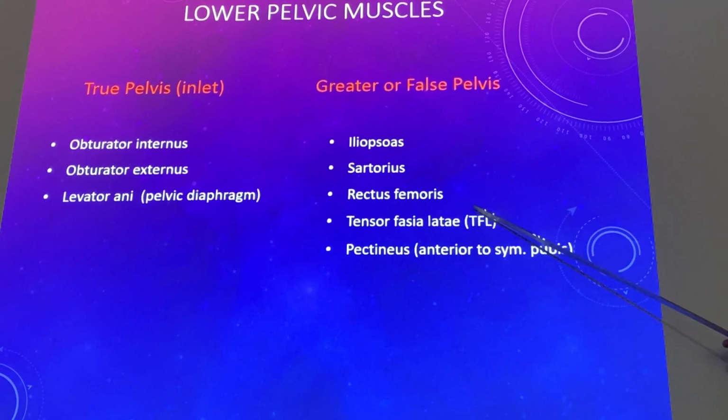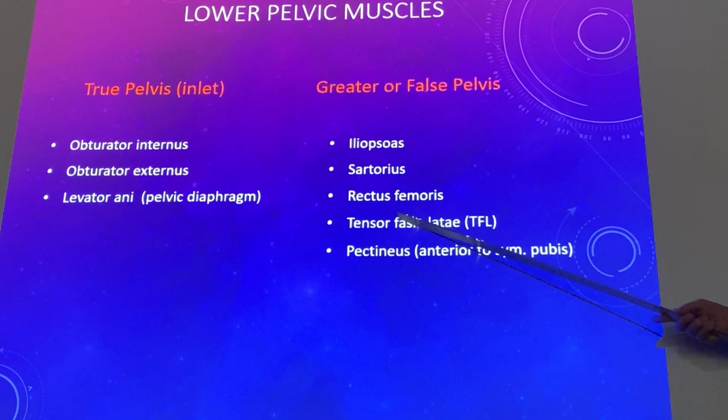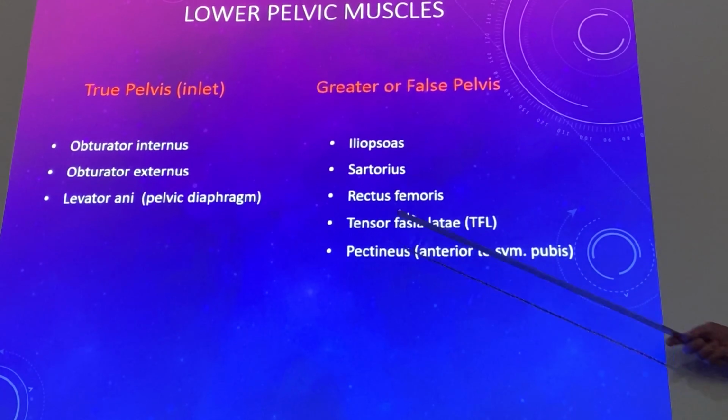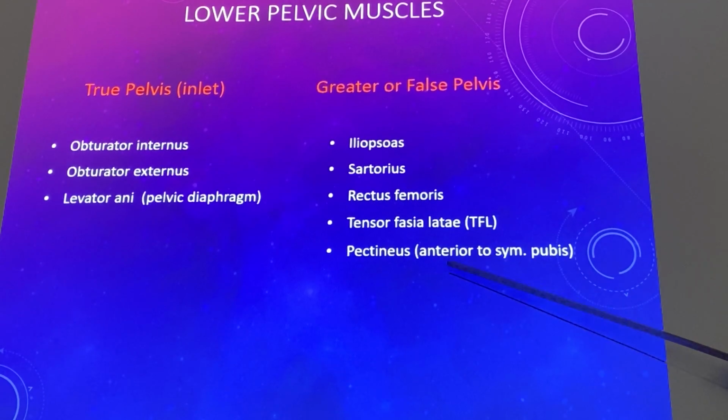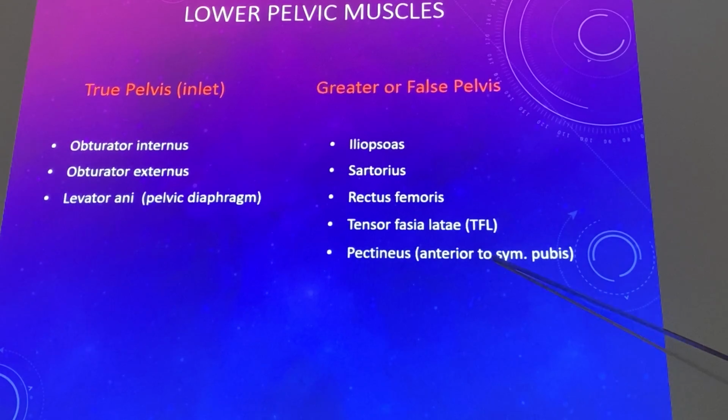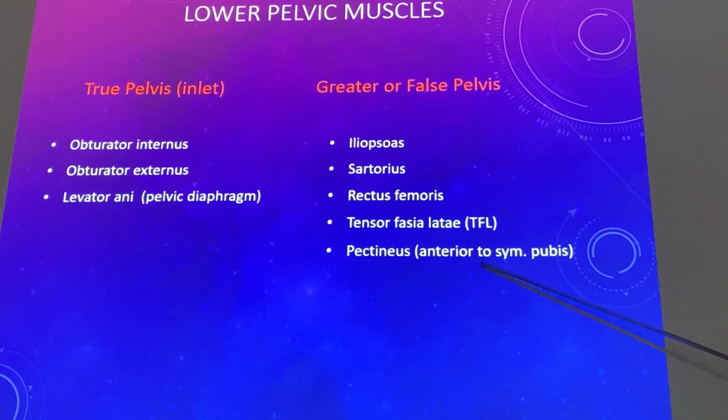The sartorius has the unique quality of being the longest muscle in the body, and we'll show you where that occurs. The rectus femoris is one of the quadriceps. We'll talk about it. The tensor fasciae latae, or TFL, helps us with abduction. And the pectineus basically is going to help us with abduction, found anterior to the symphysis pubis.